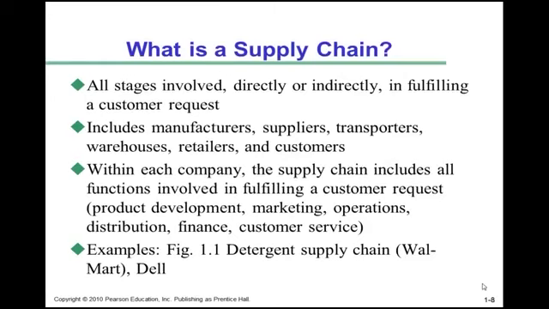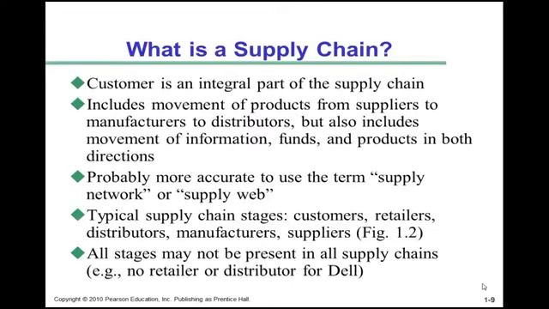Within each organization, such as a manufacturer, the supply chain includes all functions involved in receiving and filling a customer request. The customer is an integral part of a supply chain. The movement of products from suppliers to manufacturers to distributors, the movement of information, funds, and products in both directions must be considered in a supply chain. It's more accurate to use the term supply network.